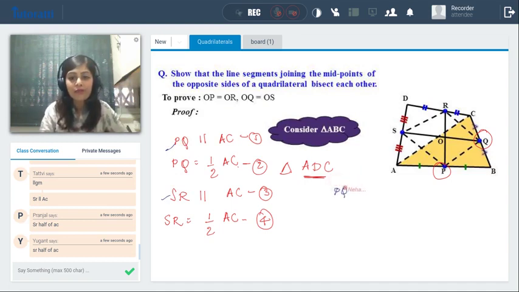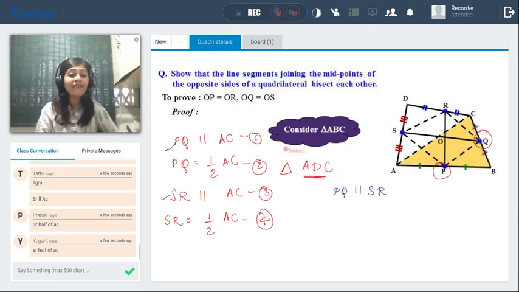So can I say PQ is parallel to SR? Yes, obviously we can say that from 1 and 3. Same way, PQ is half of AC, and SR is half of AC. Again, right-hand sides are equal. So what do I get? PQ is also equal to SR.